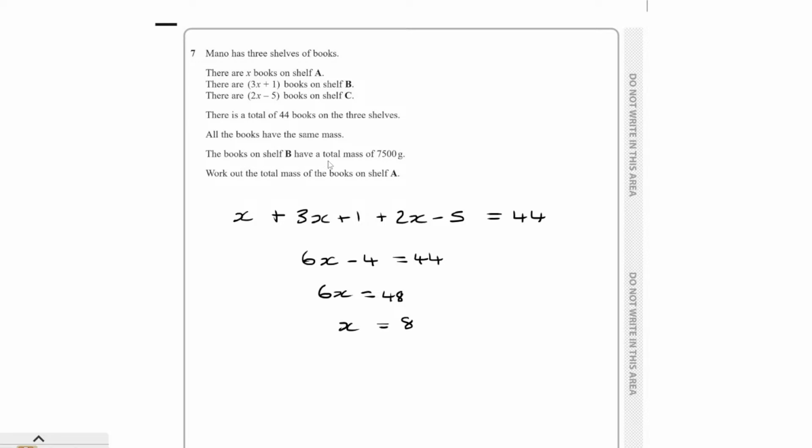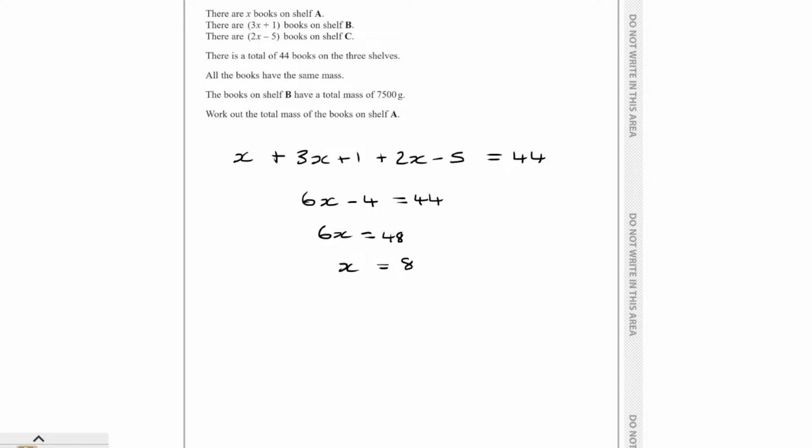The books on shelf B have a total mass of 7,500 grams. Okay, so I want to know how many books that represents. So that was a 3x plus 1, wasn't it? So let's substitute x into 3x plus 1. So 3 times 8 plus 1 is 24, 25, isn't it? 25 books. That's shelf B, isn't it?